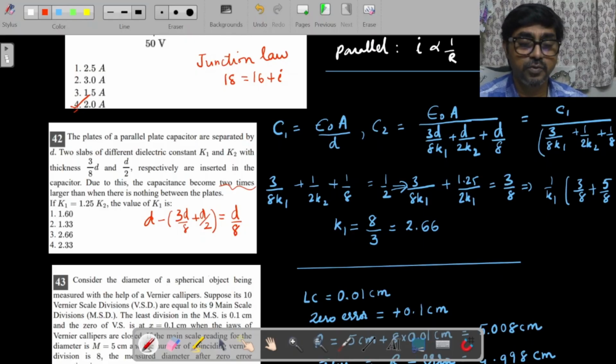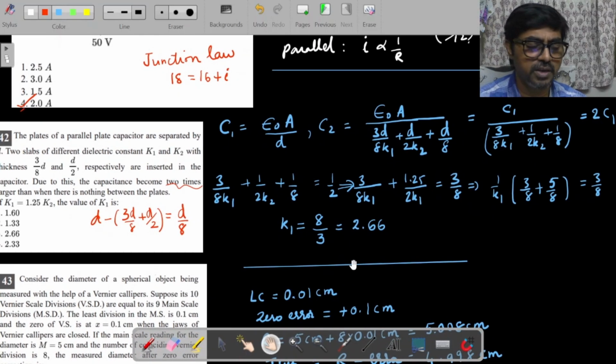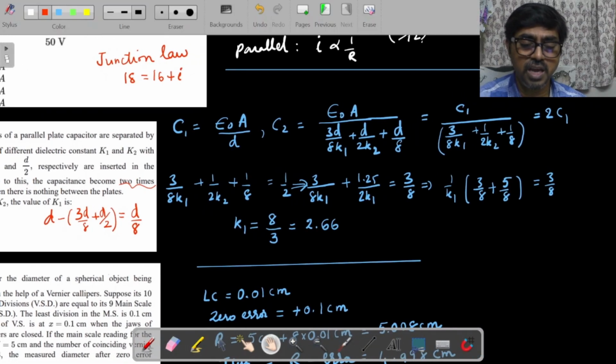Now when the capacitor is filled with dielectrics, then capacitance will be what? Epsilon naught A by D1 by K1 plus D2 by K2 plus D3 by K3, that is the formula you have. D1 is 3d by 8, K1 is K1, D2 is d by 2 divided by K2 and D3 is d by 8 divided by 1 because it is in air. Now you can take d out, epsilon naught A by D can be written as C1. C1 by this whole thing is going to be twice the capacitance, that is what they had mentioned, twice it becomes. Now you reverse it, you will get 3 by 8 K1 plus 1 by 2 K2 plus 1 by 8 equal to 1 by 2, this becomes reverse there.